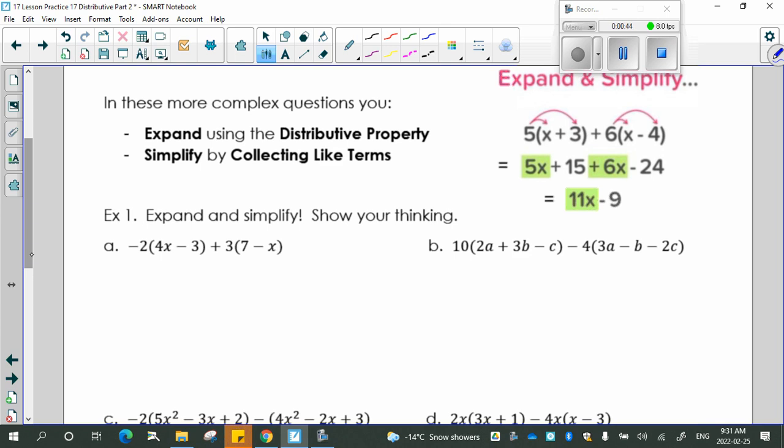All right, so remember when we're doing these, you expand first, and then simplify second. So you only got one step of expanding here, one step of expanding, one step of expanding.